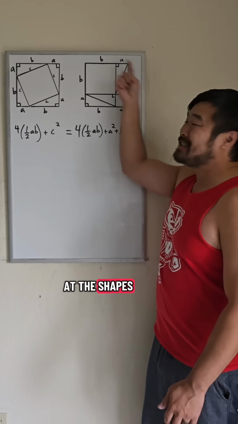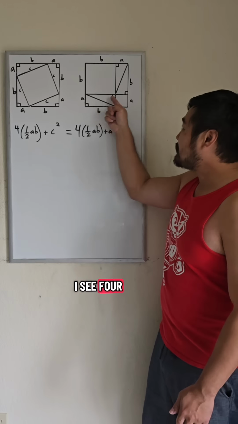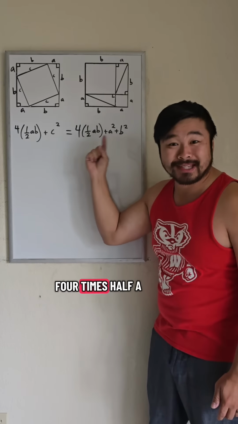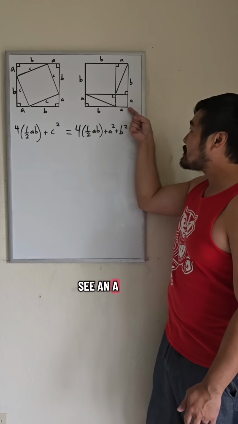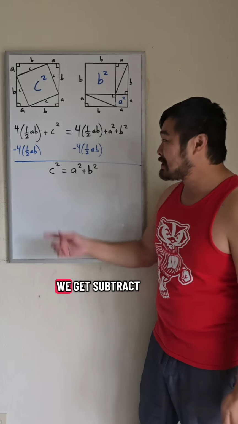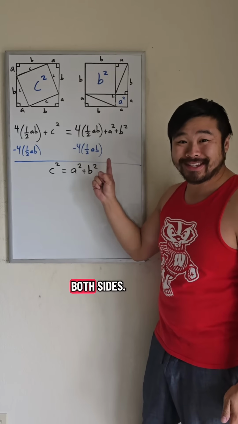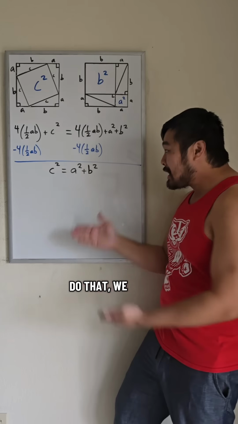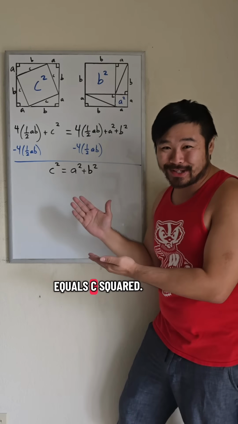Now let's look at the shapes inside this square. I see 4 of the same right triangles, so we have 4 times half ab, and I see an a squared and a b squared. And we don't even have to simplify. We could subtract 4 times half ab on both sides. And when we do that, we get a squared plus b squared equals c squared.